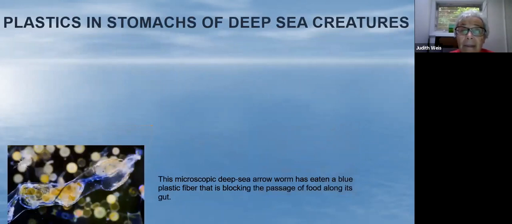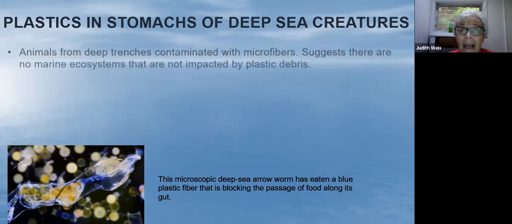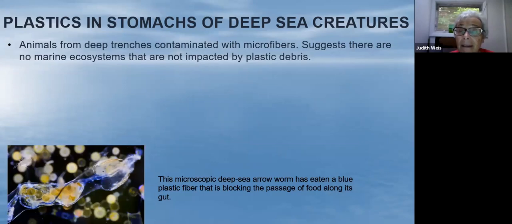They have found plastics in the stomachs of deep sea animals, animals living way down in the deep sea and in the deep trenches, and it's always microfibers. The microfibers tend to be of the type of plastic like polyester or something that's heavier, so they are more likely to sink. And the fact that you've seen animals in various parts of the deep sea with contamination suggests that it's everywhere. It's not just an isolated thing.